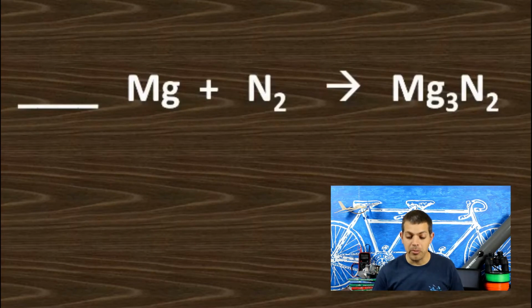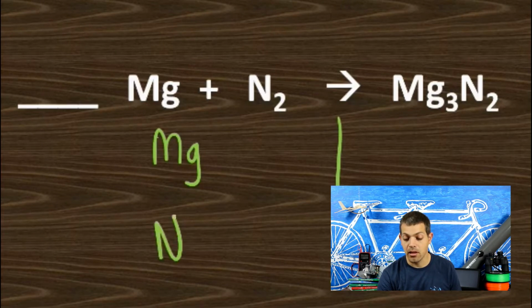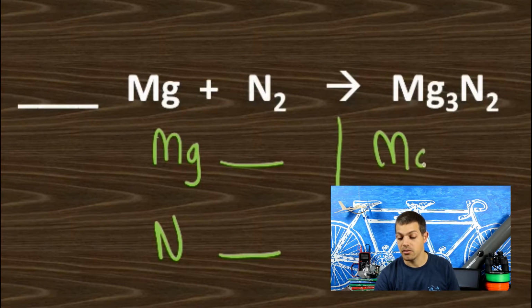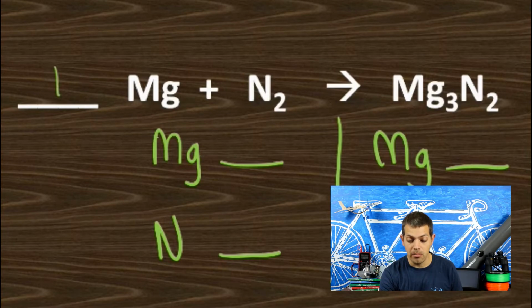Okay, our first problem is blank Mg plus N2 yields Mg3N2. First thing I do, I draw a line below the arrow. This divides up the reactants and products. I list out the elements that I see on the left-hand side and the elements I have on the right side. Make sure you're not just assuming that those elements are there on the left and on the right. Now, we place a 1 in the blank.